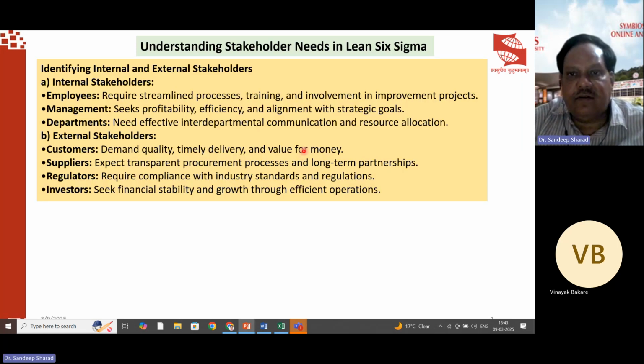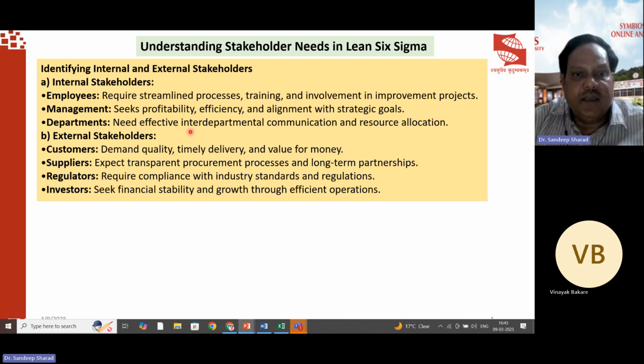Understanding stakeholder needs in Lean Six Sigma, identifying internal and external stakeholders. Internal stakeholders are the employees, who require streamlined processes, training, and involvement in improvement projects. Management seeks profitability, efficiency, and alignment with strategic goals.